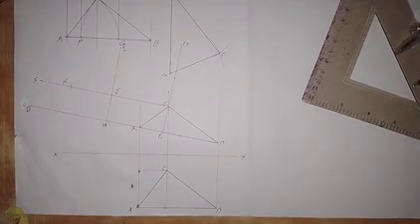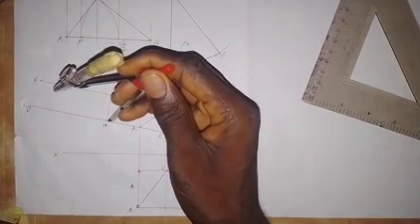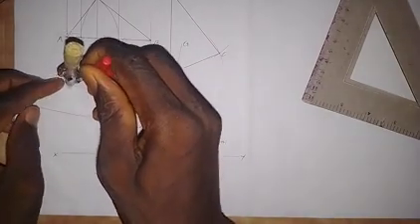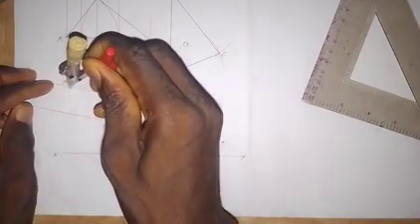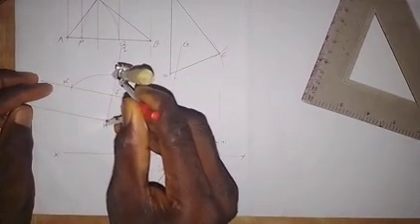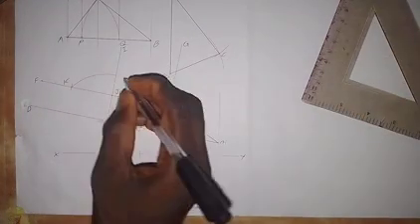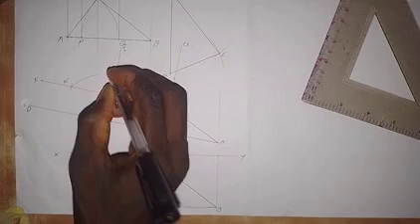So that's point K. The next thing I'm going to do is take my compass and put the pinpoint at H here, and extend it to point K. Then I will draw an arc like this. This point I will call point L.